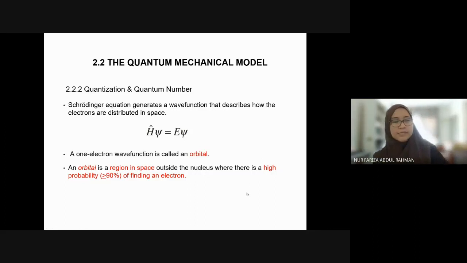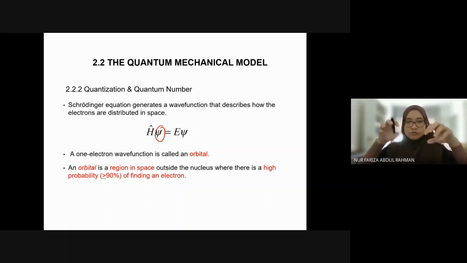Alright, so that would be the de Broglie hypothesis. Next we have Schrodinger. The Schrodinger equation generates a wave function that describes how the electrons are distributed in space. So this is the wave function. This wave function describes how the electrons are distributed in space.